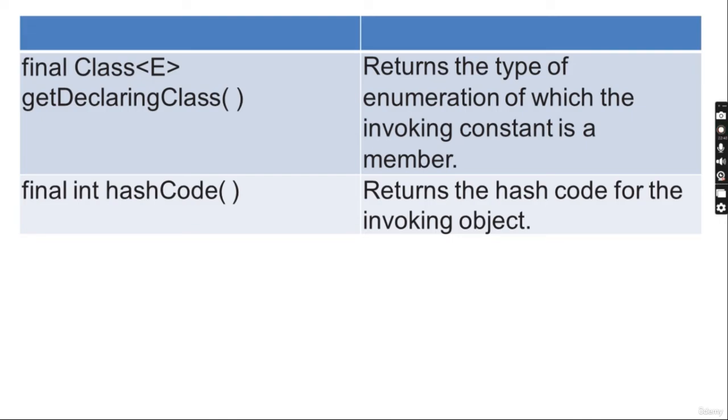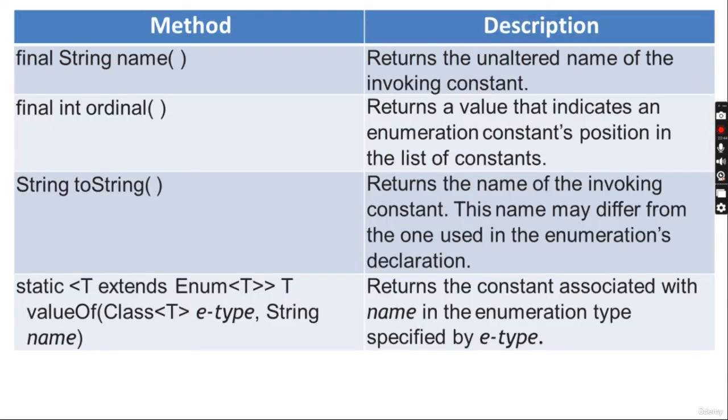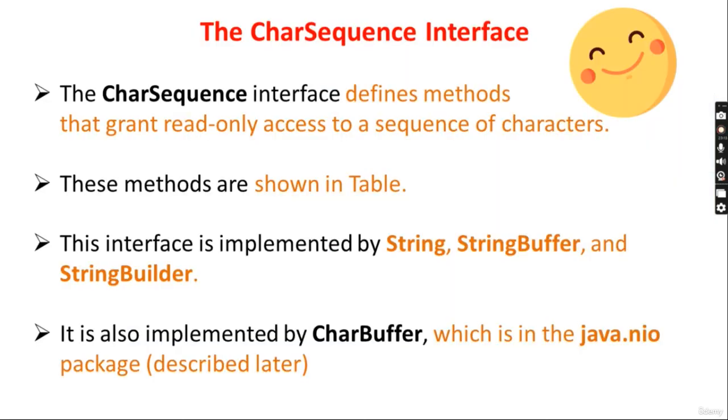Then final integer hashCode returns the hash code for the invoking object. Final String name returns the unaltered name of the invoking constant. Final integer ordinal returns a value that indicates an enumeration constant's position in the list of constants. String toString returns the name of the invoking constant. This name may differ from the one used in the enumeration's declaration. Static <T extends Enum<T>> T valueOf(Class<T> e-type, String name) returns the constant associated with the name in the enumeration type specified by e-type.